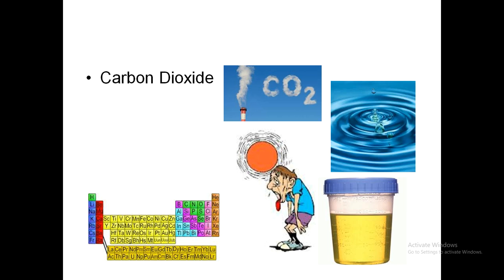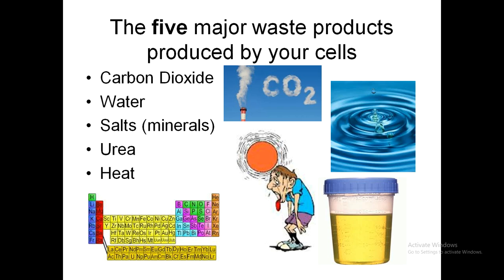Before going into the detail of excretion, we should know the 5 major types of excretory products in the human body. That is carbon dioxide, water, salts or minerals, urea and heat. So these are the 5 major types of waste products which are removed from the cells by our body.